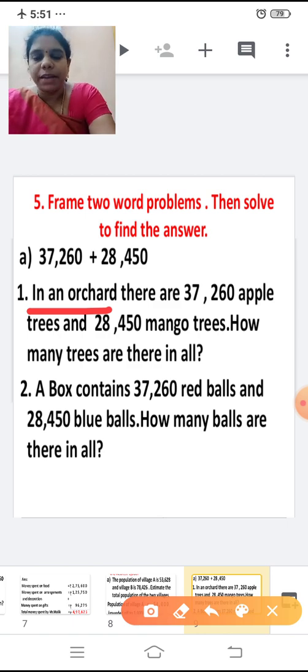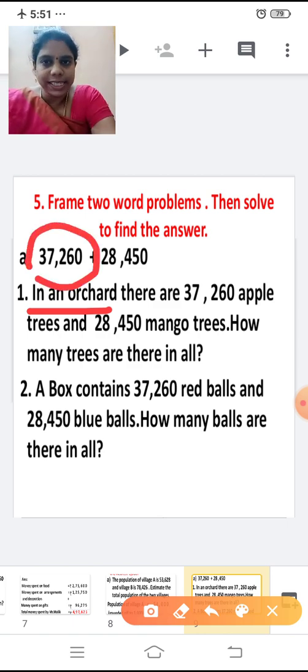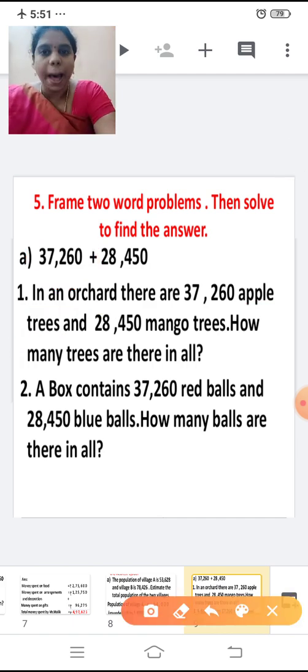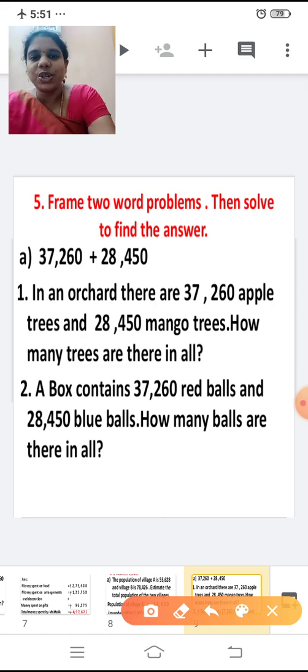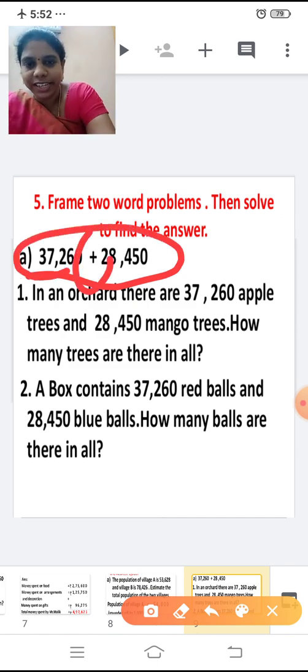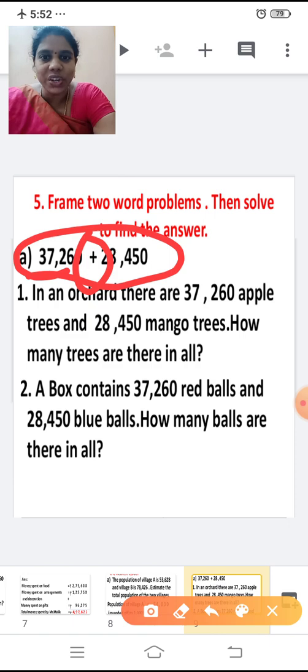There are 37,260 apple trees in an orchard, and 28,450 mango trees. So now shall we find out the total? Then only we'll get the sum, right? So how many trees are there in all?